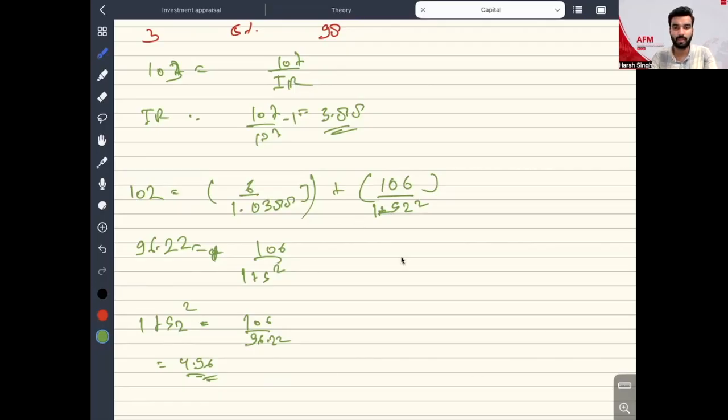Sir, is it 1 plus S to the whole square or just square, sir? Sorry, where? S2 ka whole square. So 1 not whole square. Yeah. Okay. Okay, let me show you how they will test you in the exam for the ratings.